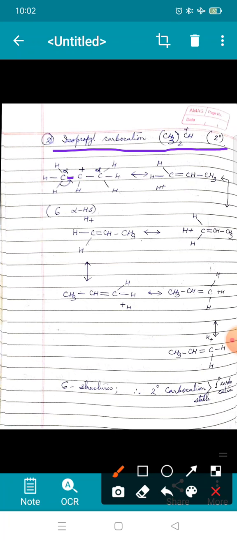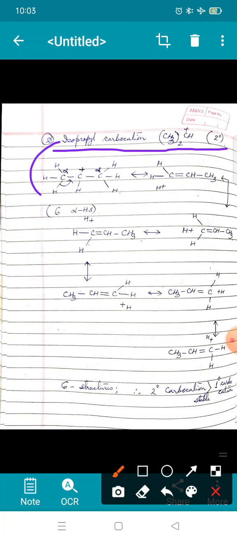Okay. Now in its neighborhood we have 2 carbons, and both the carbons are called alpha carbon. And in each of the alpha carbons we have 3 hydrogens. So altogether we have 6 alpha hydrogens. So since there are 6 alpha hydrogens, we shall get 6 hyperconjugation structures.